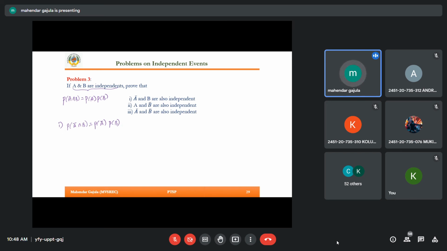Probability of A bar intersection B equals probability of A bar into probability of B. We have to use a Venn diagram to prove this. So this is A, this is B.